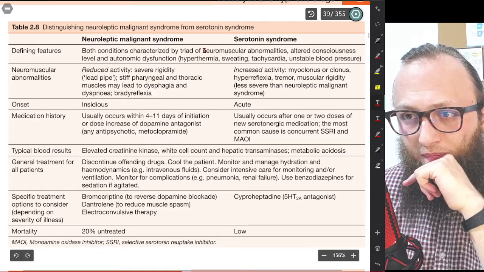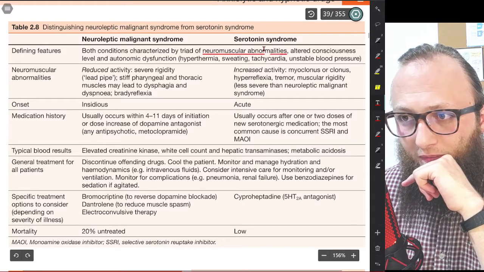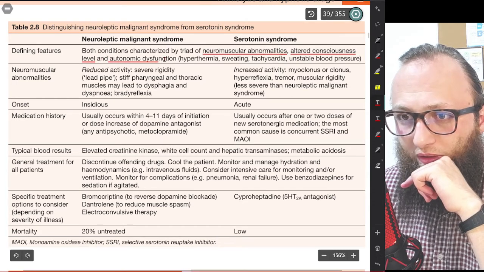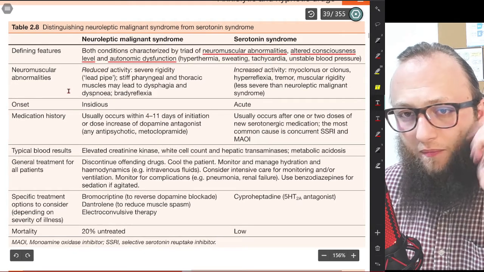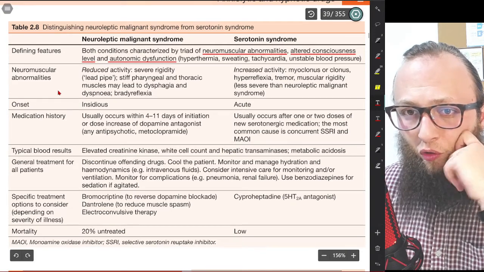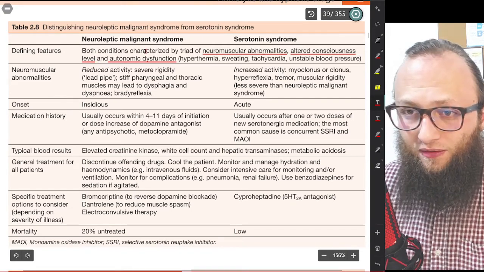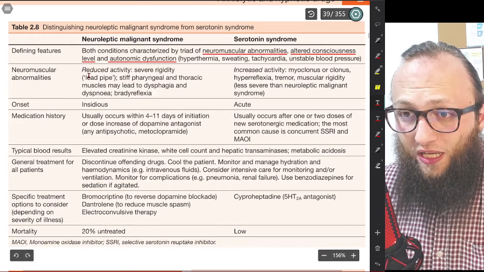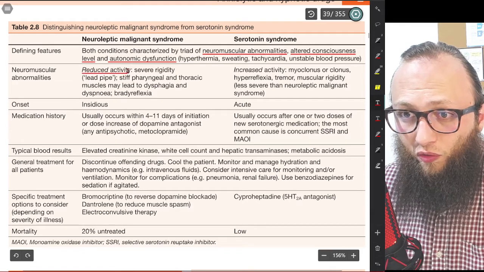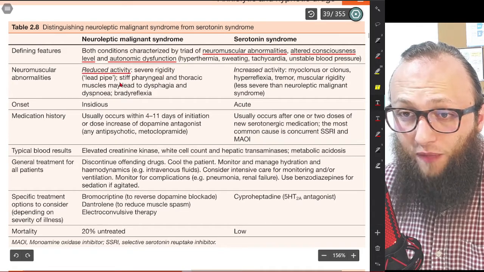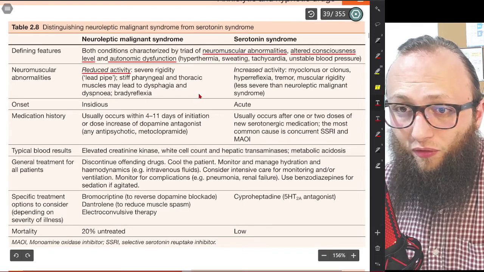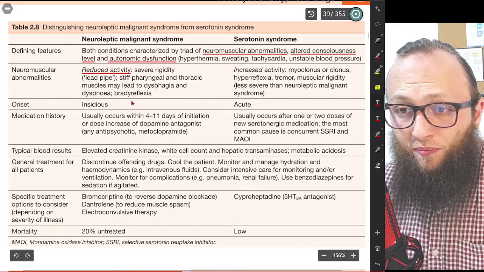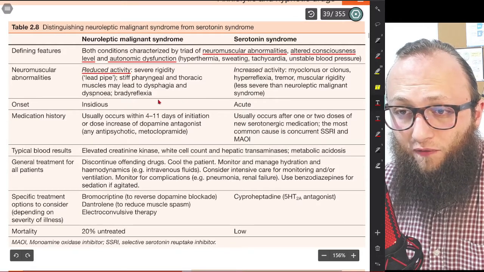So we have this: neuromuscular abnormalities, altered consciousness level, and autonomic dysfunction, hyperthermia, sweating. About neuromuscular abnormalities. In neuroleptic malignant syndrome, there would be reduced activity. So we may have severe rigidity, lead pipe rigidity, stiff pharyngeal and thoracic muscles that may lead to dysphagia and dyspnea, and we may have bradyreflexia.